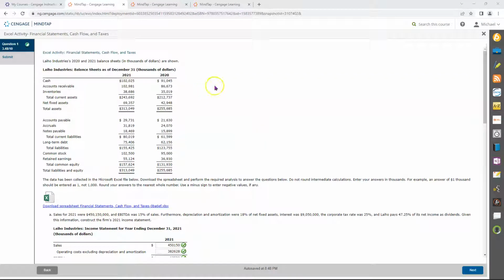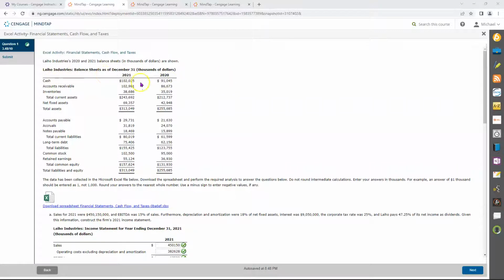We're looking here at the Excel activity for the financial statements, cash flow, and taxes. I had a couple of people ask, we're a little confused on how to get started with it. This is one of those problems I'd imagine you're probably overthinking, at least what it's wanting you to do or how to progress through it.